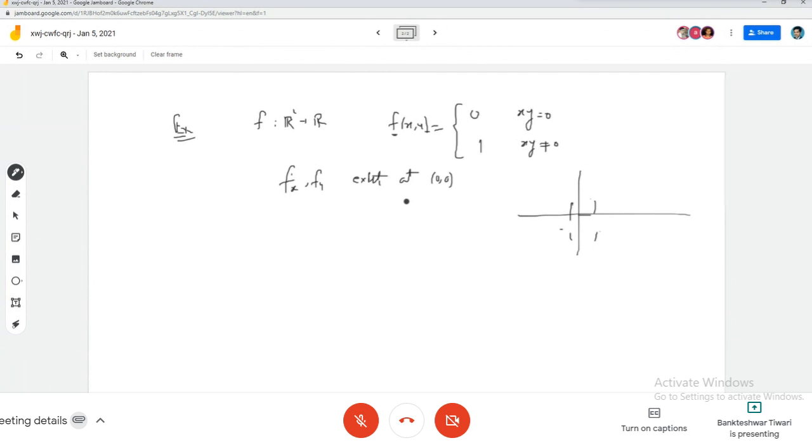So therefore fx and fy both exist, fx at (0,0) and fy at (0,0), and both are equal to 0. But it's very easy to see that it's not continuous. It's not continuous because at all points it is 1 and suddenly it becomes 0, suddenly on the coordinate axes and at the origin it becomes 0. So therefore, it's not continuous. You can write this precisely, maybe in terms of epsilon and delta.